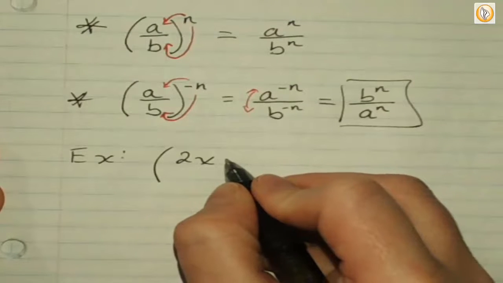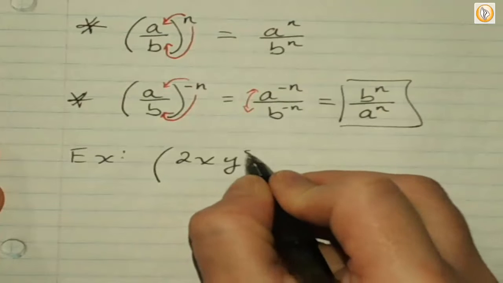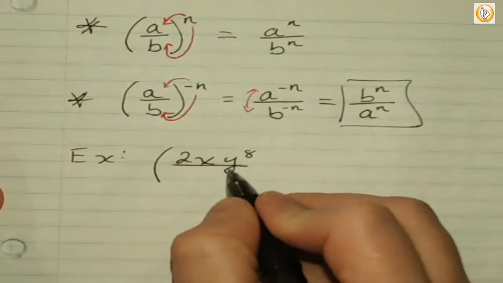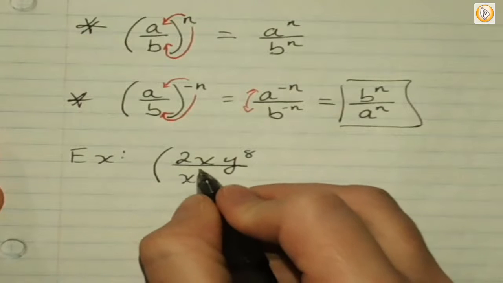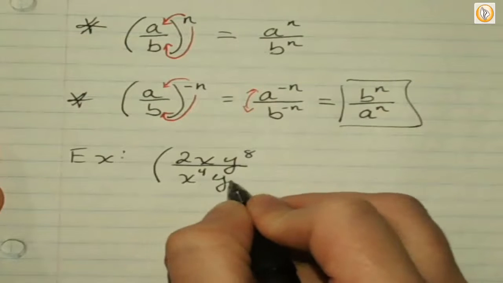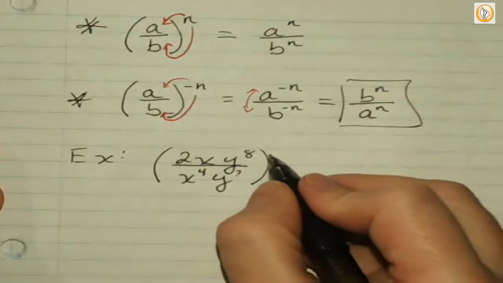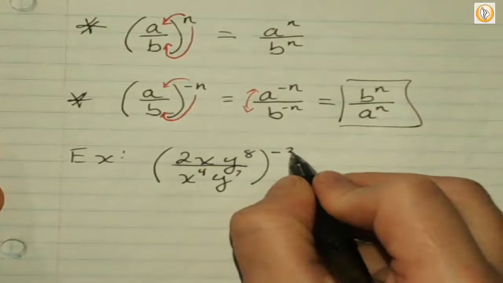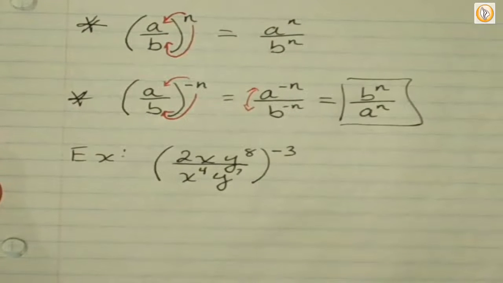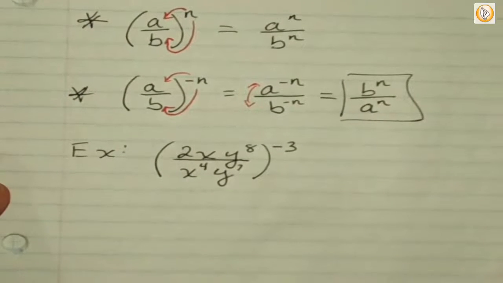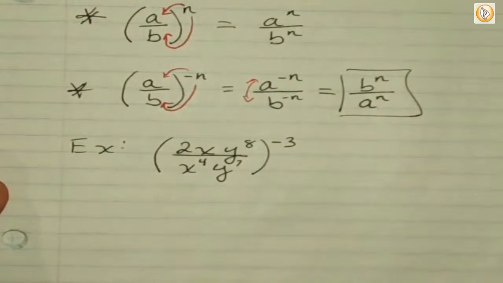2x y to the power of 8 over x to the power of 4 y to the power of 7. Oh, look, all to the negative 3 exponent. I don't like this. Make sure your problems are nice and neat, because that could be an issue.